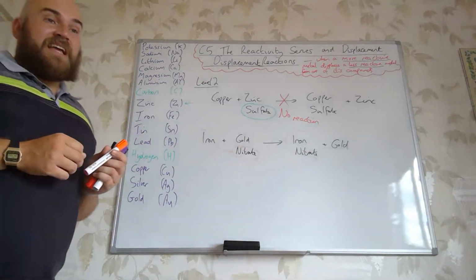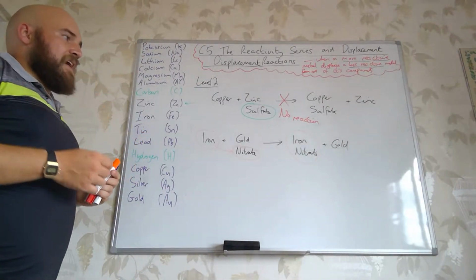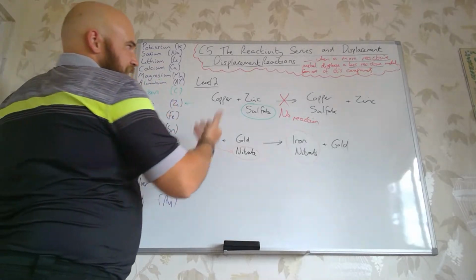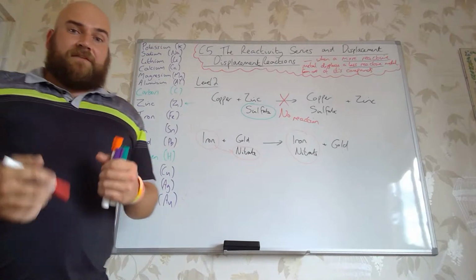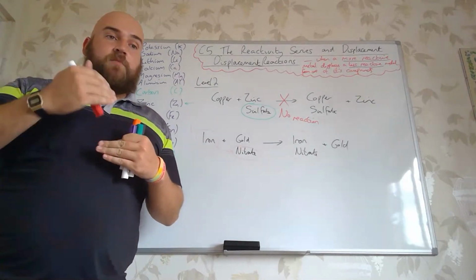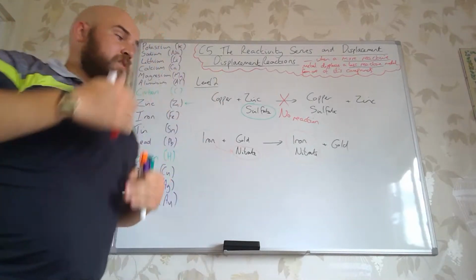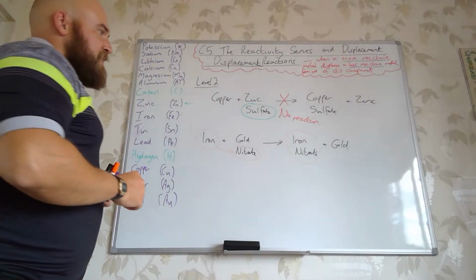All right. So again, they're the fairly standard questions. If you're ever asked to answer in a bit more detail as to why that reaction happens, don't just say iron is more reactive. Finish the sentence. Iron is more reactive than gold. So always compare the two metals in the question.